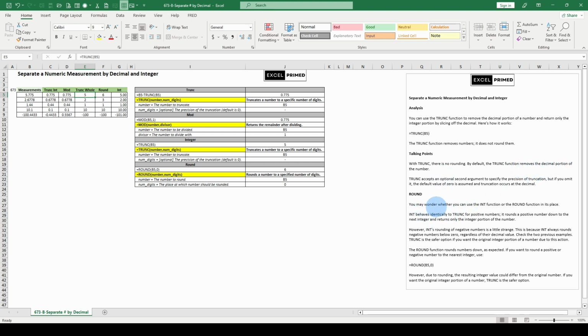Round. You may wonder whether you can use the integer function or the round function in its place. Integer behaves identically to trunc for positive numbers. It rounds a positive number down to the next integer and returns only the integer portion of the number. Here we have trunc, we have round, and then we have integer. Integer, what it's doing? 5. It's getting rid of the decimal. 2, 1, 10.1, and 101.